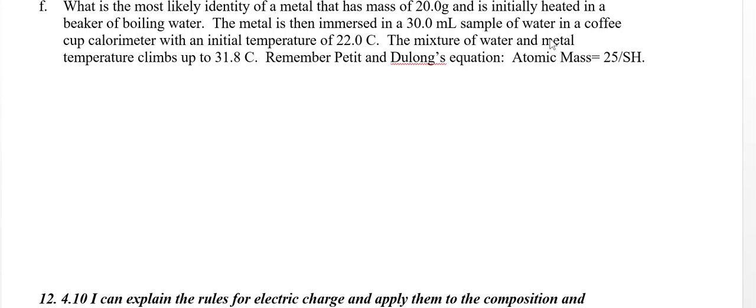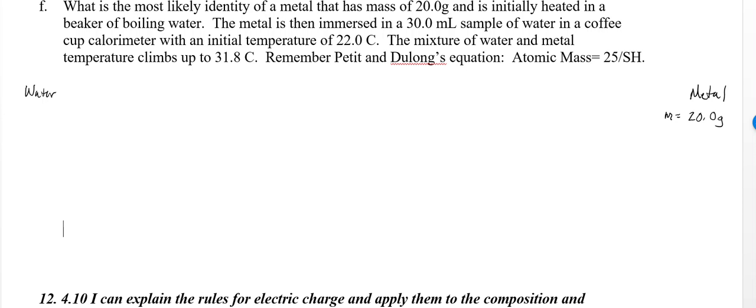Best thing you can do with these is to make two little charts. Water chart here, and on the other side of the page, the metal chart. And then you start reading the question. What is the most likely identity of a metal that has a mass of 20 grams? So on the metal side, M equals 20.0 grams.